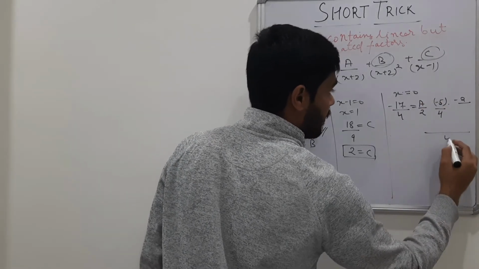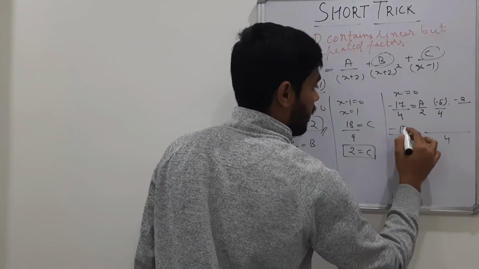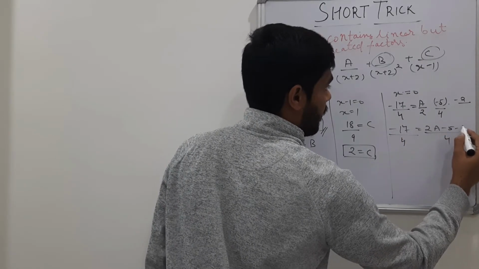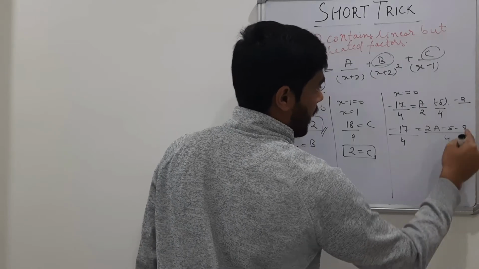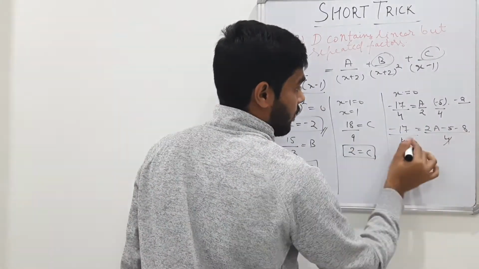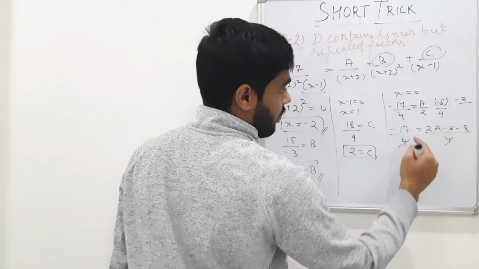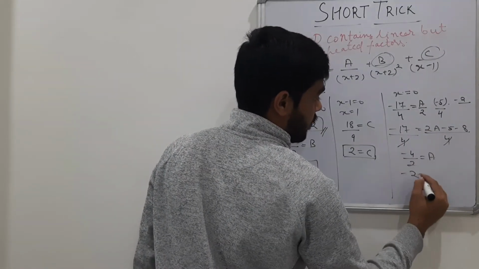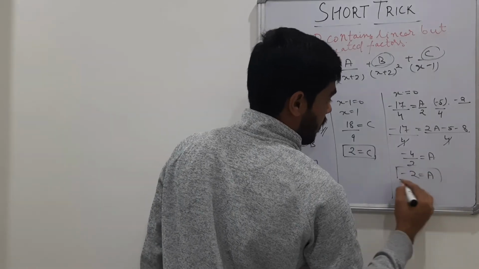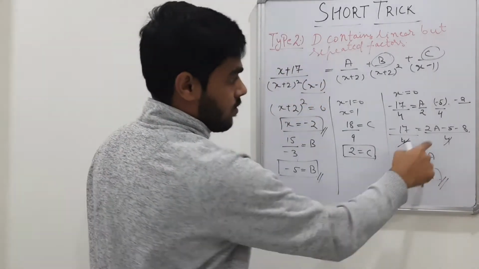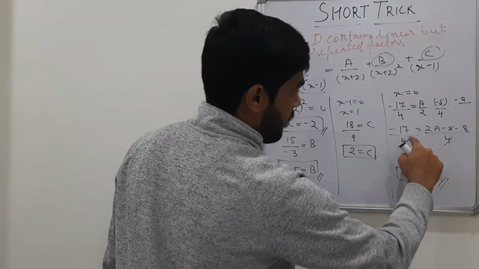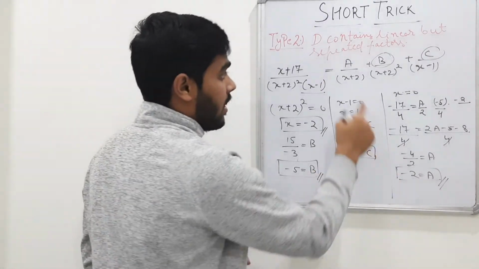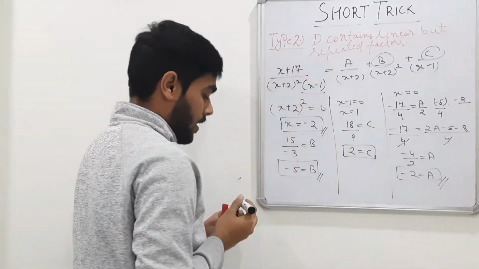Now you will take out the LCM. This is 4, this is 4, minus 17. This will be 2a, this will be minus 5, and this will be 8. So 8 plus 5, 13. 4 cancel out, 13, and this will be minus 4. Minus 4 by 2 equals to a, and this will be minus 2 equals to a. So minus 13, this will be plus 13, so minus 4. Yes, it is right. So you will put a, b, c value here and you will find out the answer.